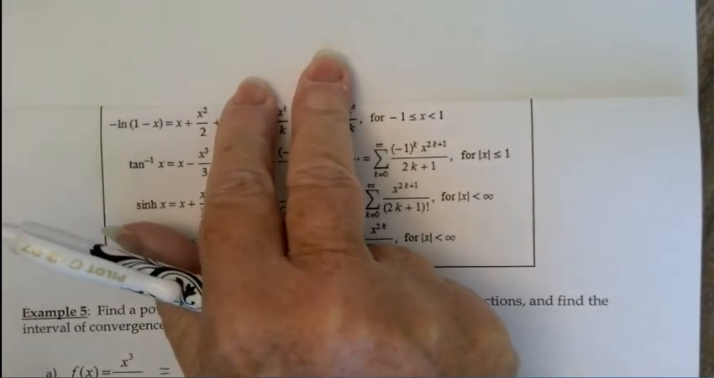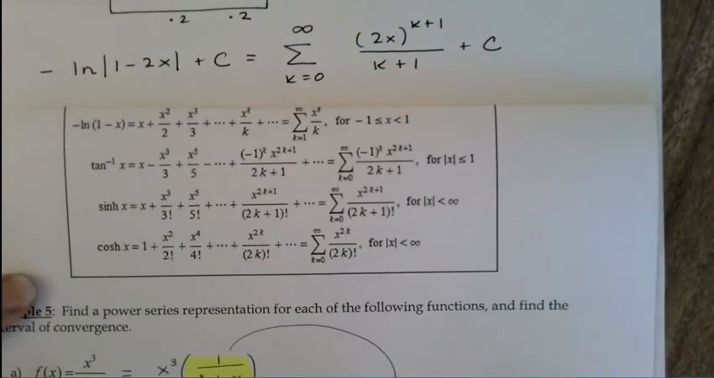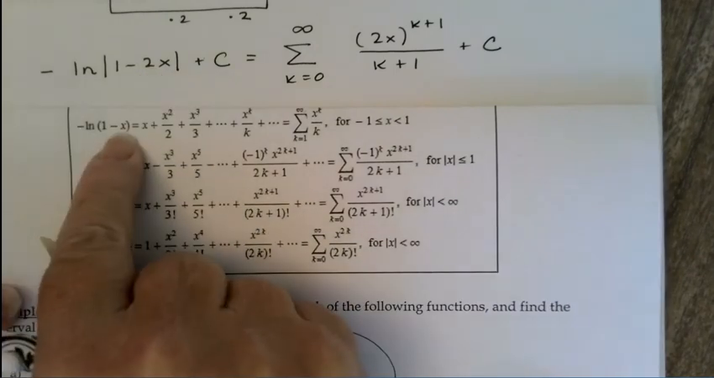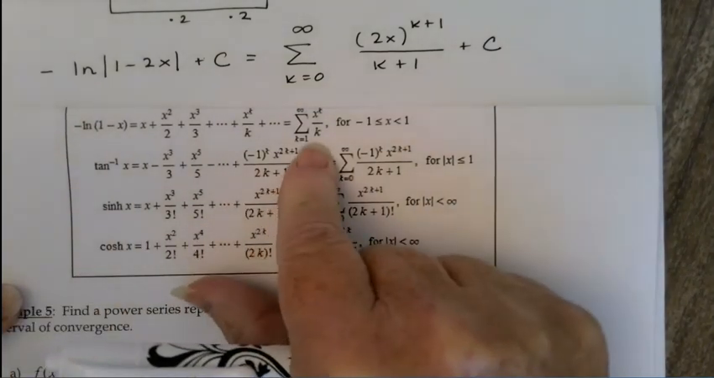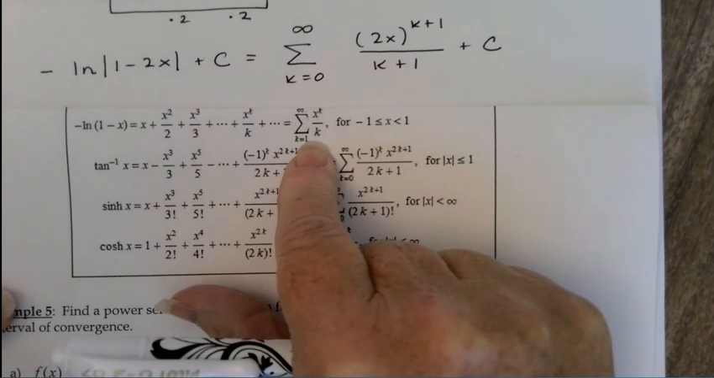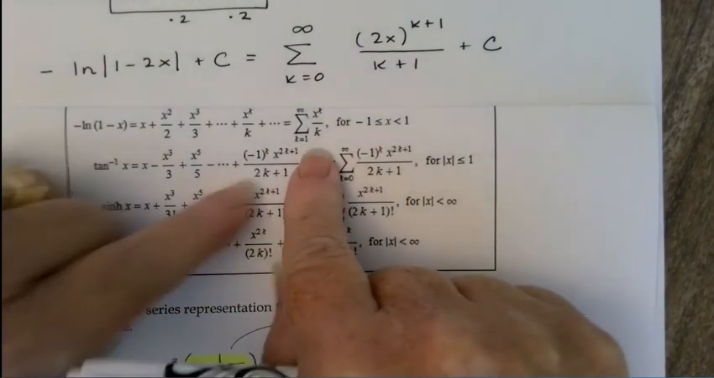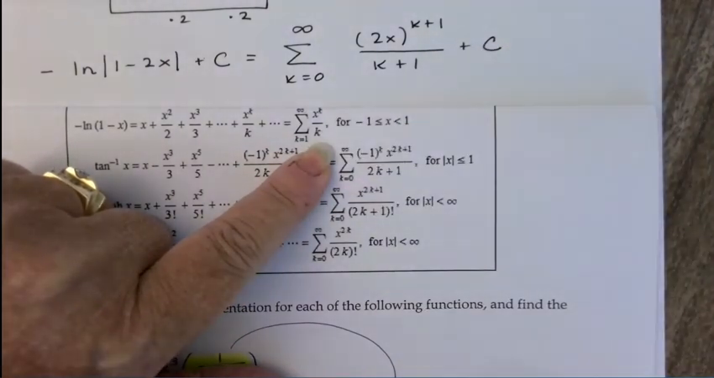Get this where you can see it, sorry. Take a look at this. What I have here is almost the same as this, right? Except that the x has been replaced with a 2x. And take a look at what we've got over here. Again, the x has been replaced with a 2x. And the only difference is I have k plus 1s where they have k's.